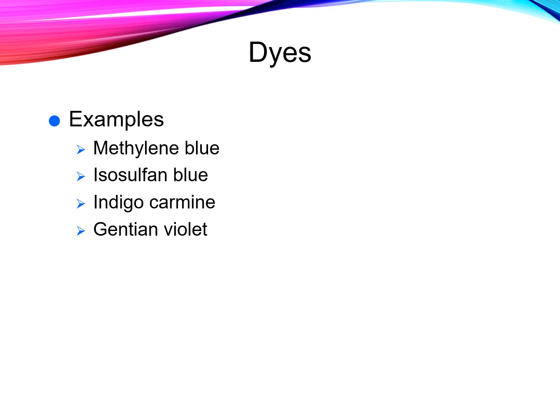Now we're going to move on to dyes. Examples that we're going to talk about: methylene blue, isosulfan blue, indigo carmine, and gentian violet. All of these are solutions that color or mark tissues, or enhance direct observation of a structure. If you look in your book, there should be a table, I believe it's 6.2, that talks about dyes used in surgery, and we'll specifically talk about each of these here.